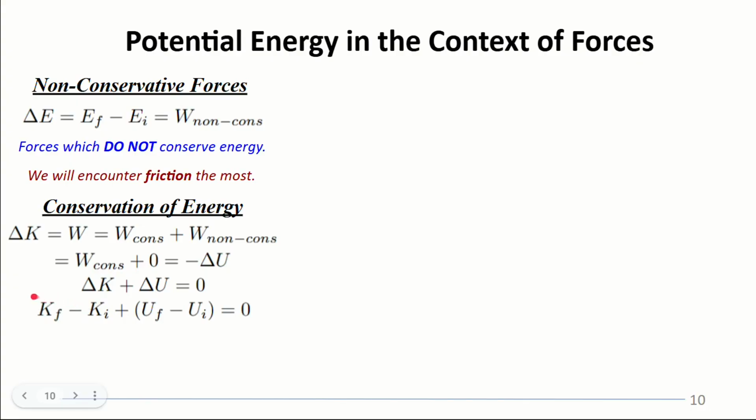And if we break apart this equation a bit, we'll find that we can write the difference in our kinetic energies plus the difference in our potential energies is all equal to 0. And then if you rearrange that, you'll get this equation right over here, where the sum of kinetic plus the potential in the final state is equal to the sum in the initial state.